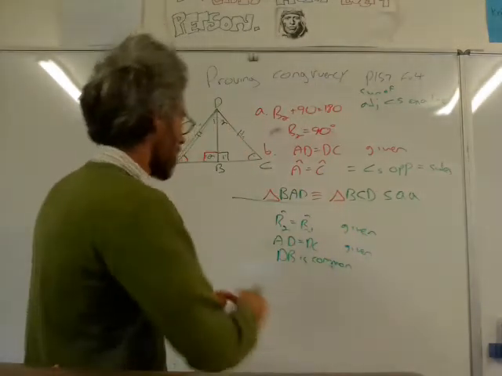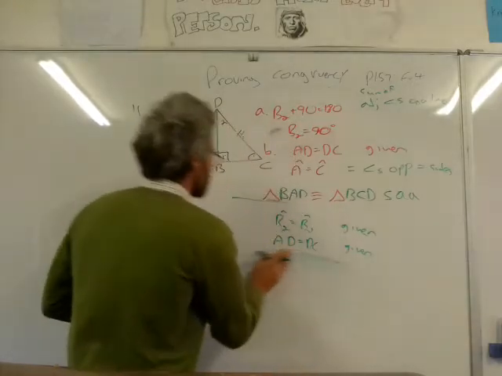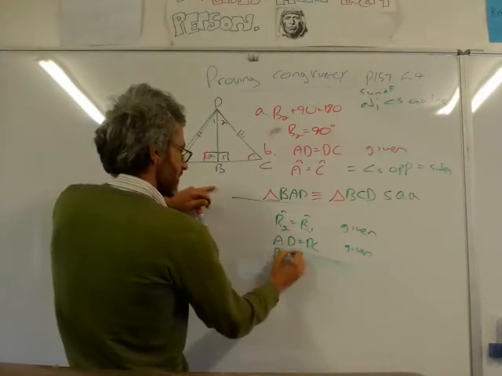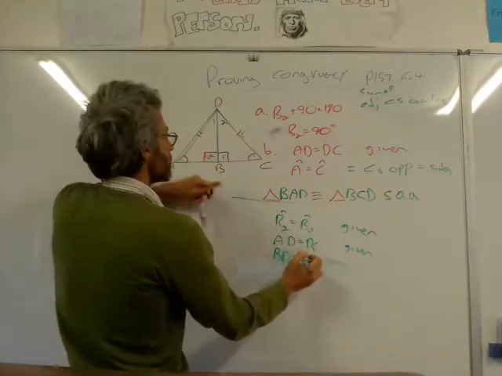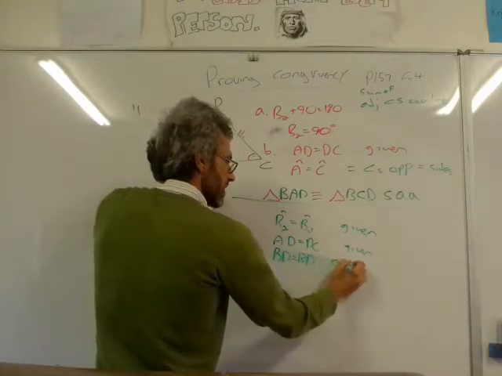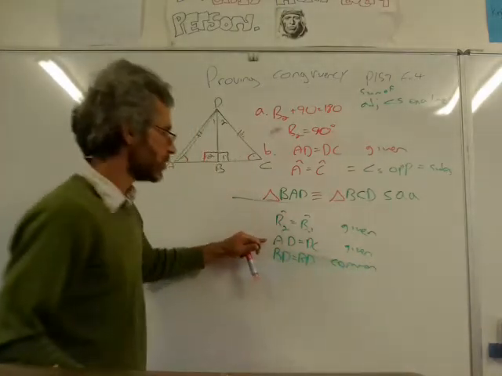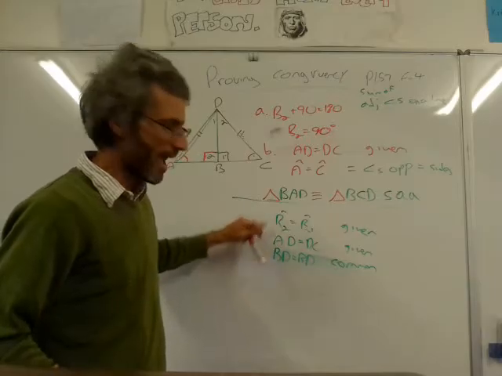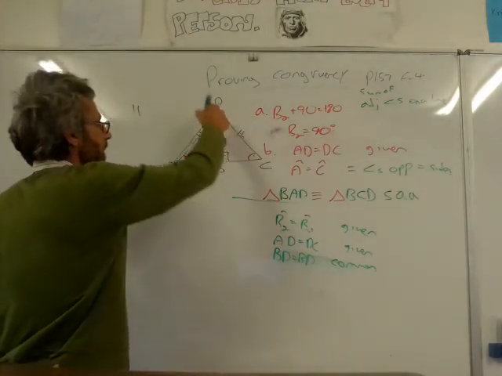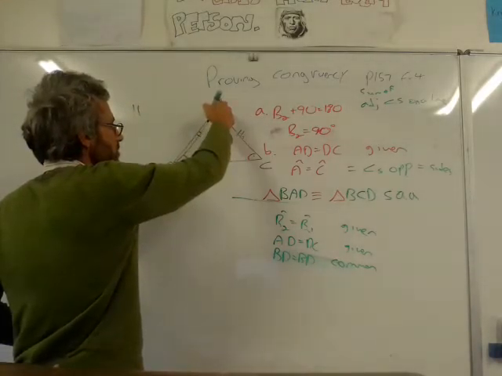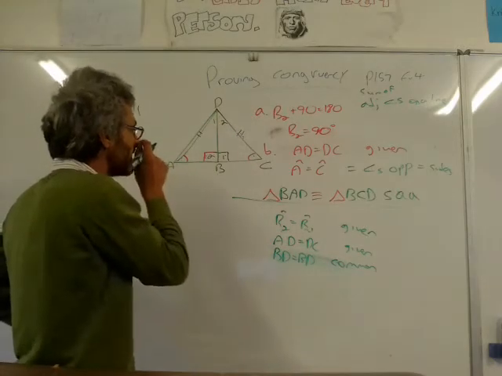I'll write BD is equal to itself. BD is obviously equal to itself because it's a common side. So now what do I have? I have two sides and an angle. And it works out that the two sides are equal.